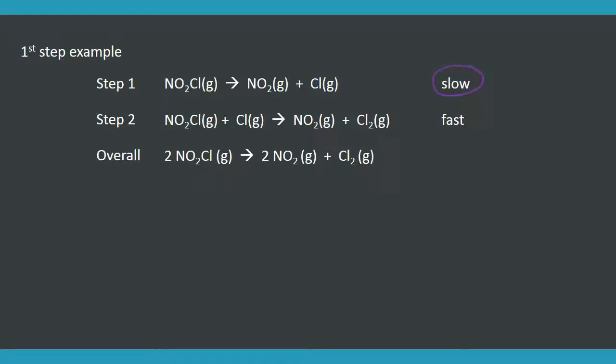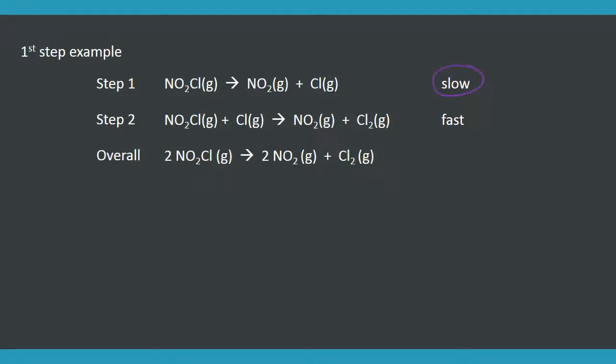So do I have an intermediate? Yes, I do. It's chlorine gas, so I'm going to take care of that. And then I'm going to say, okay, I have 1, 2 NO2s, perfect. I have 1, 2 NO2s, perfect. And I have 1 Cl2, perfect. Okay, we are good to go.